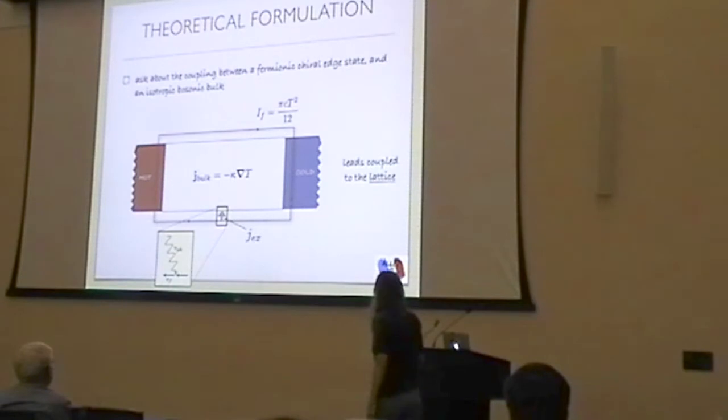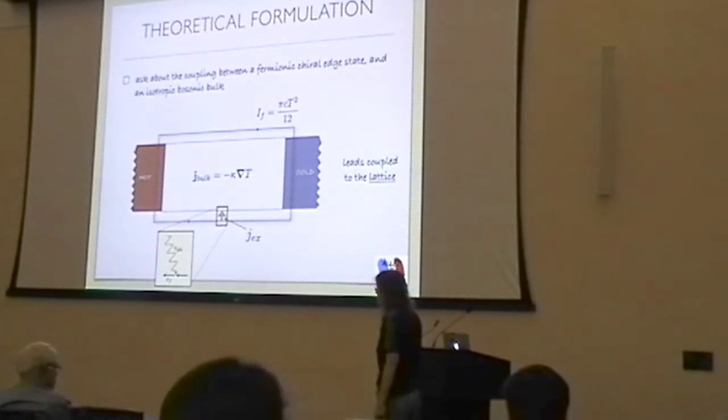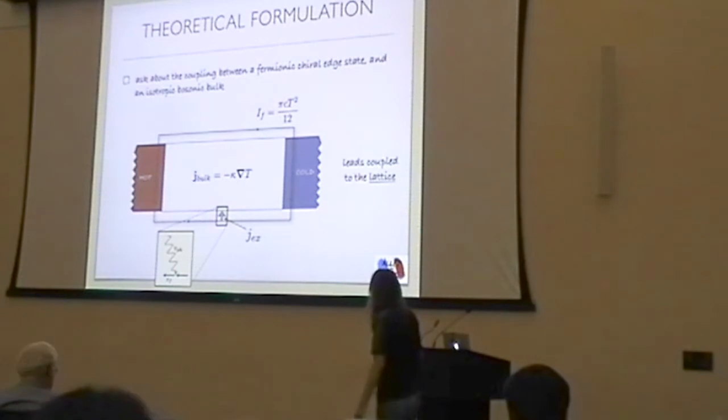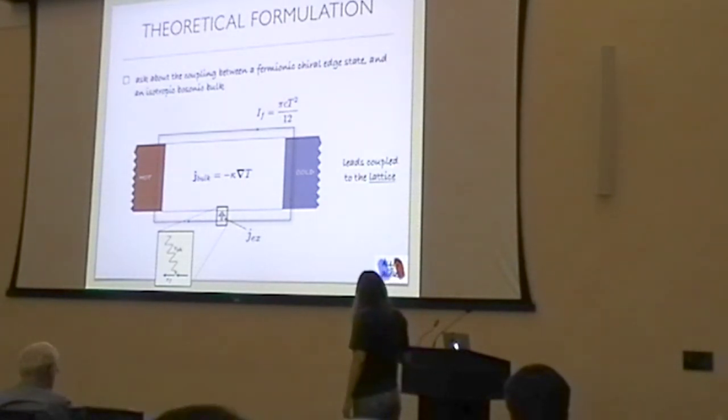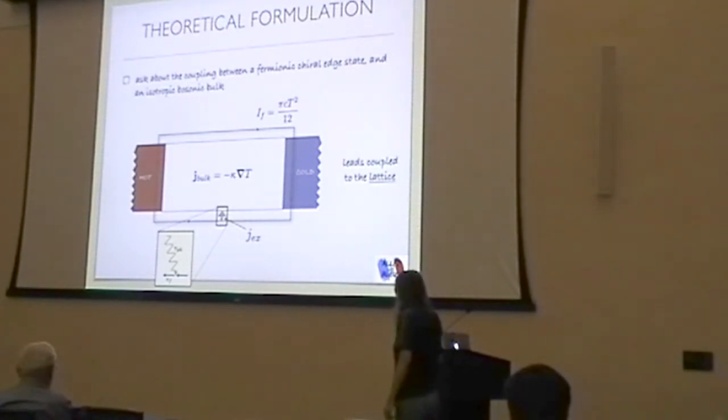So the formulation is that we take two subsystems, one with a chiral Majorana edge, which has this thermal current here. We take a phononic bulk, which just has longitudinal conductivity, so there's absolutely no thermal Hall conductivity, and leads coupled to the lattice. And we assume that there is a coupling between the spins, in other words the Majorana fermions, and the phonons, which occurs purely at the edge.